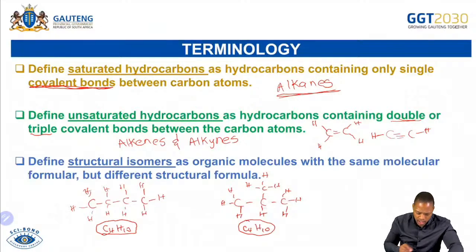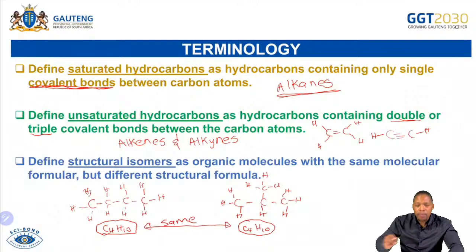So this structure is not the same as this structure. This structure has an attachment of something that is being attached there. But when you write their molecular formula, you find that the two molecular formulas are the same. So you are going to call this what? Structural isomers. They are organic molecules with the same molecular formula, but different structural formula.